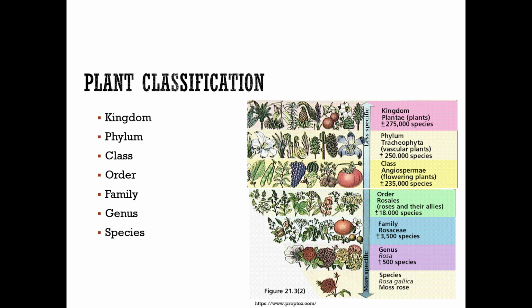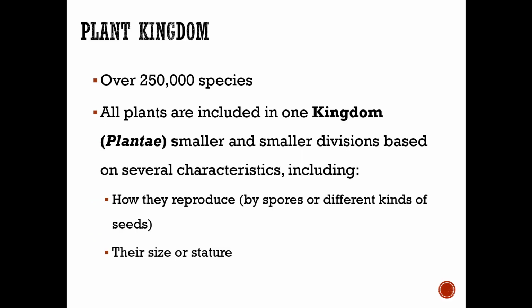So here's the plant classification. Again, kingdom, phylum, class, order, family, genus, and species. And as I mentioned, we're going to rely mostly in horticulture on the family, genus, and species. Kingdom: there are over 250,000 species. All plants are included in the kingdom Plantae. Smaller and smaller divisions based on several characteristics include how they reproduce by spores or different kinds of seeds, their size or stature.